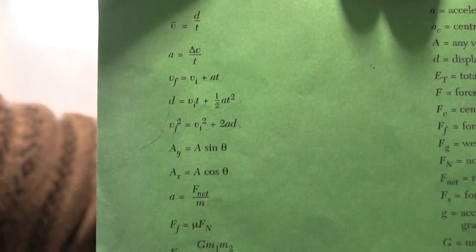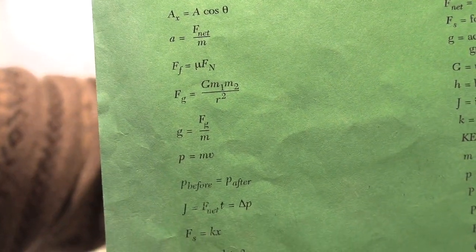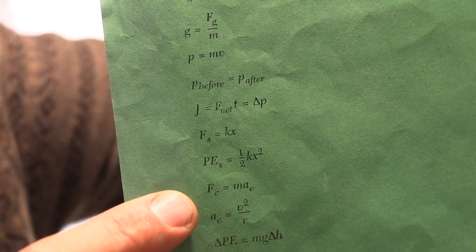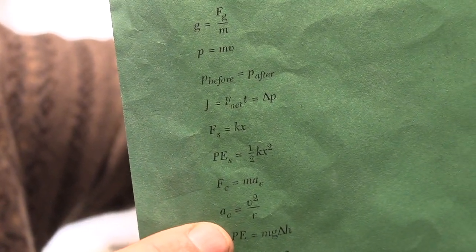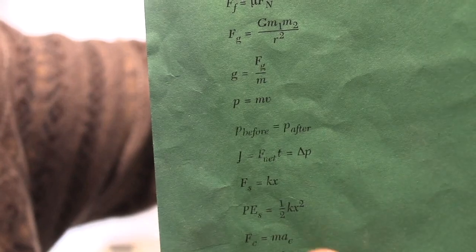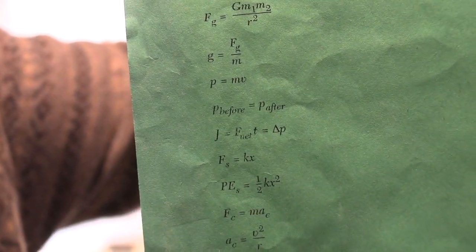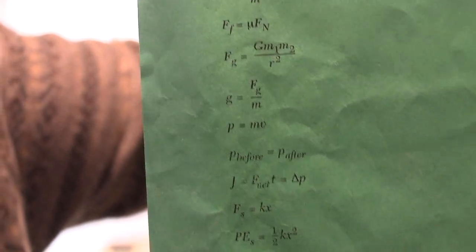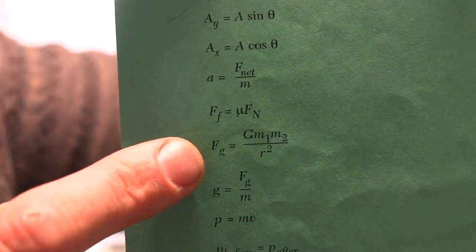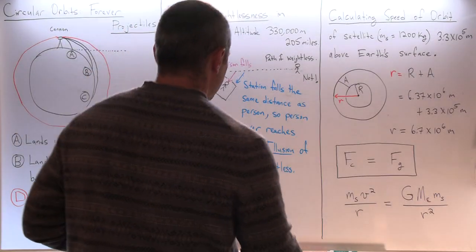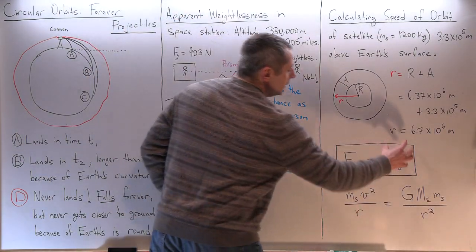Reference table again. I scroll up and near the bottom here, I have F centripetal is m a centripetal, and a centripetal is v squared over r. So right where it says a, I can put in v squared over r and get m v squared over r, the centripetal force equation. Going back a little bit, I find the force of gravity formula right here, G m1 m2 over r squared. So here's the centripetal force equation, here's the gravity equation.